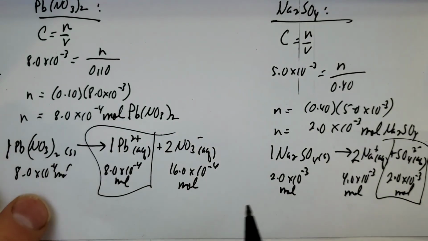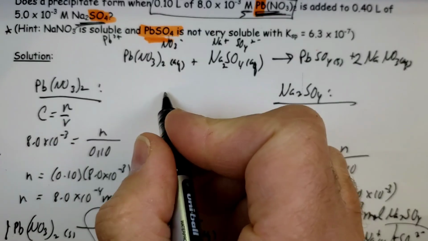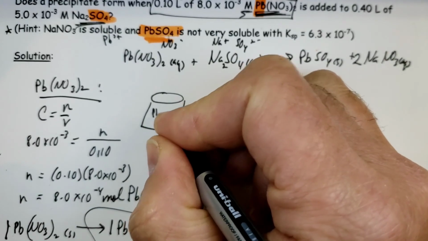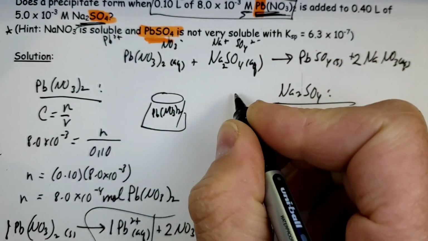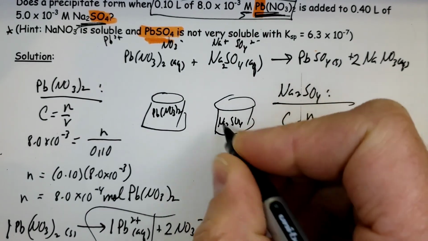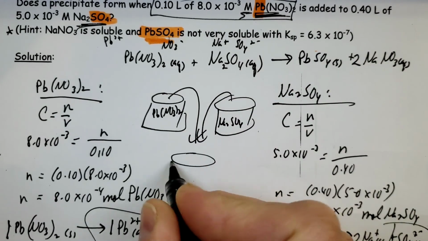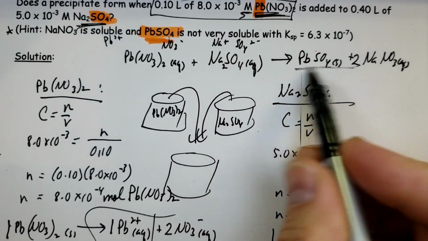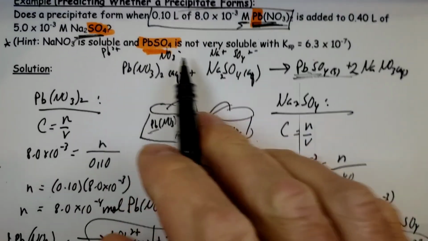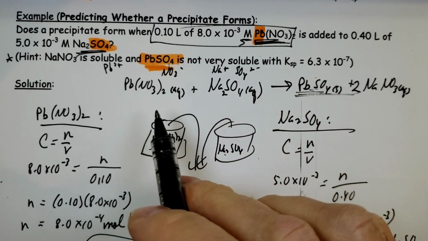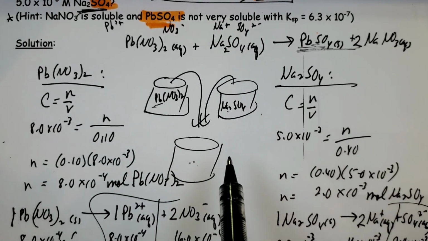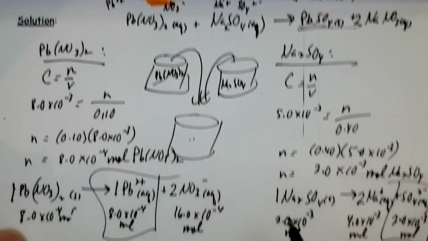So I have the number of moles of each of those amounts. Okay? And so you can imagine this as I have lead nitrate and I have sodium sulfate, and I'm going to pour them together. And of course what happens is that the lead and the sulfate can come together and make a precipitate. So in order to figure out the KSP, of course what I need to figure out is, well, what is the molar concentration of each of these?